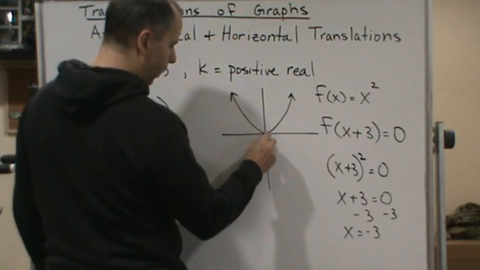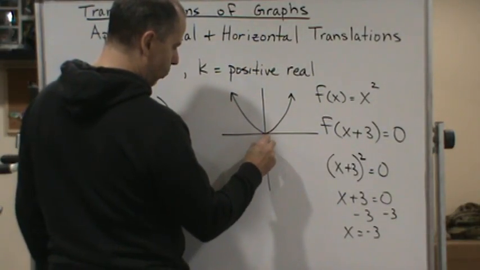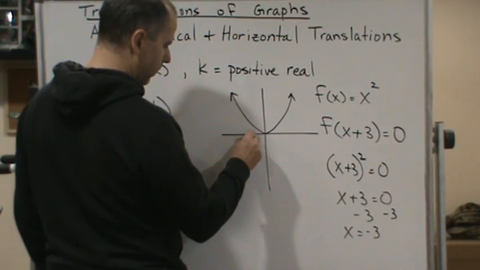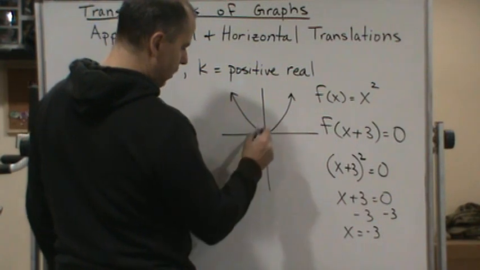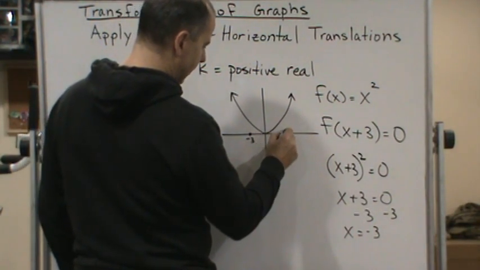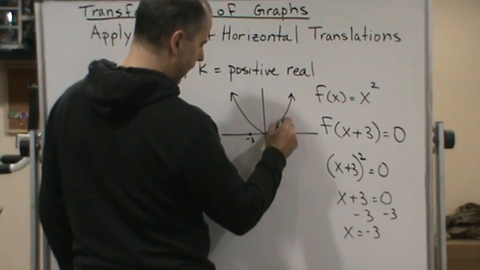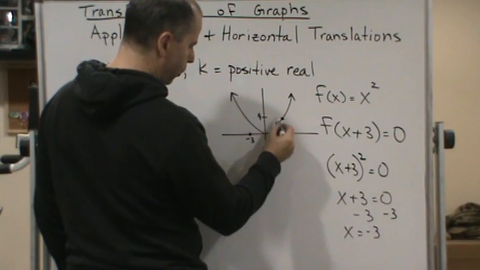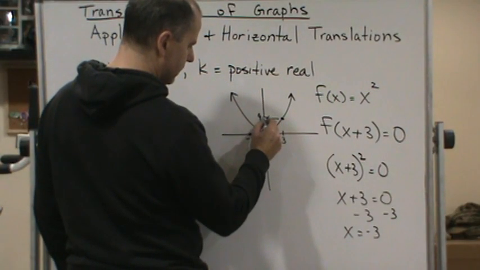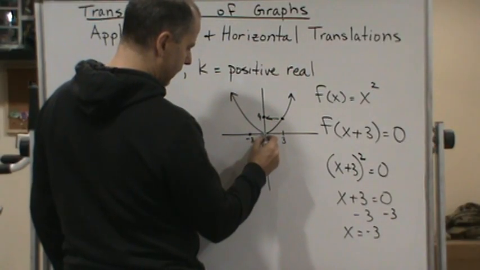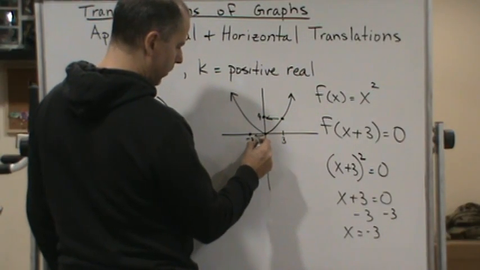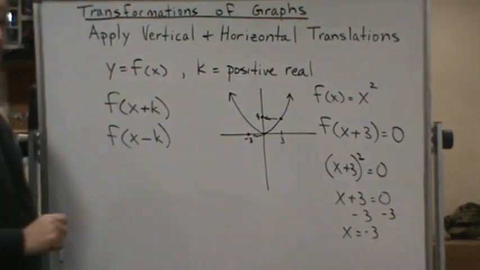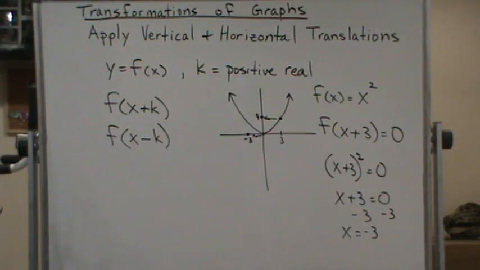So this point moved to here. And so now this point here at 9 moved 3 units to here. And this point here moved 3 units to here. So it actually moved the graph to the left.